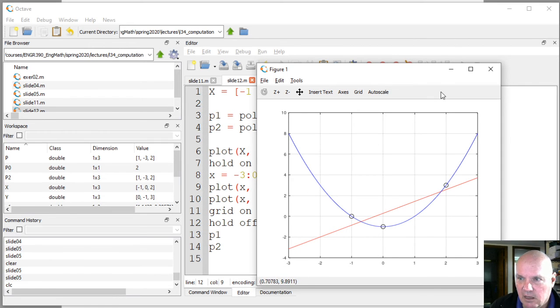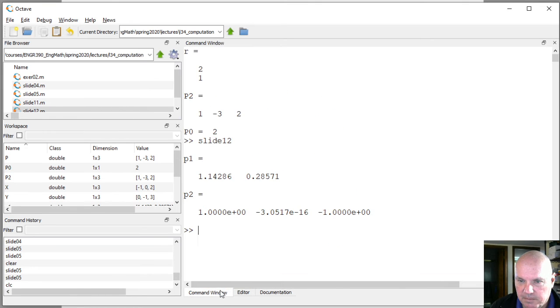If we look back at the command line window, I'll see these are the coefficients of that line. So this is the x coefficient, and this is the constant or the y offset. Correspondingly, this would be the slope of the line. This would be the y offset, the 0.28. And then these are the coefficients of the second order polynomial.